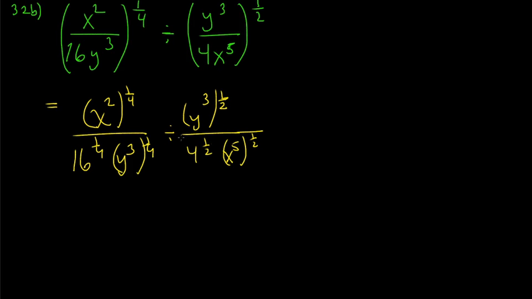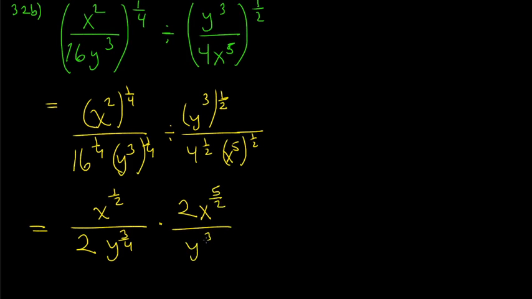I should have done keep, change, flip, but we can do that now. So let's keep the first one. And while we're at it, 2 over 4 is just 1/2, so x to the 1/2. The 4th root of 16 is 2. And then this is y to the 3/4, times, when we flip this over, 4 to the 1/2 is the square root of 4, which is 2, times x to the 5 over 2, divided by y to the 3 over 2.